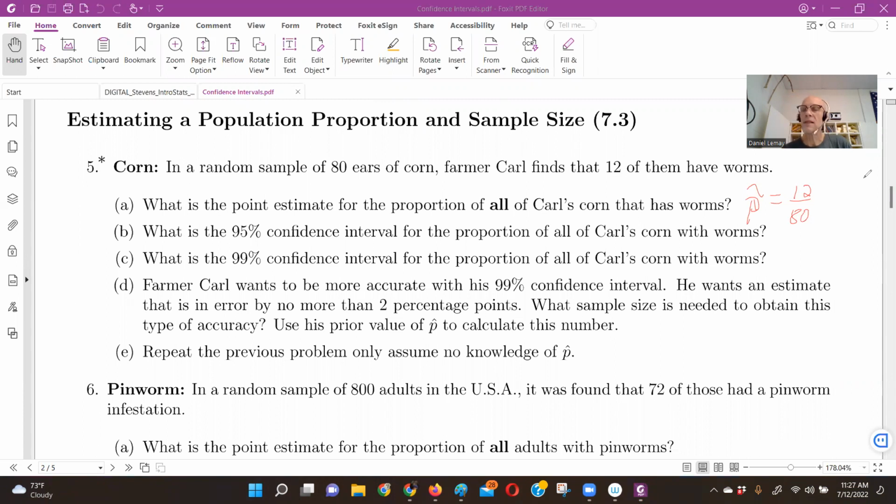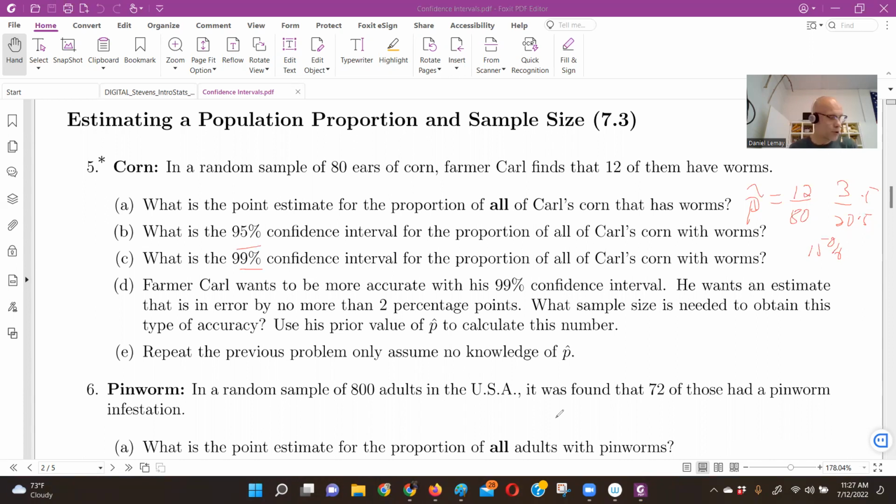Let's see, divide them both by 4. That's 3 over 20, and times it by 5 to get to 100. I know I could grab a calculator. So that's 15%. We're going to come up with 15% based on the sample: 15% of Carl's corn has earworms in it. And now we're going to come up with some confidence intervals.